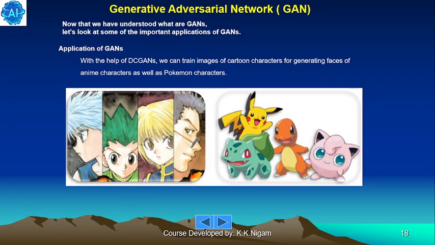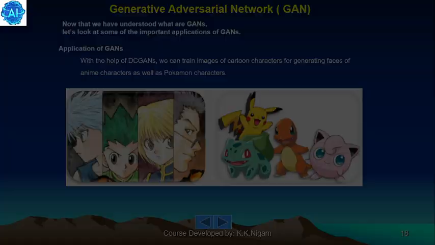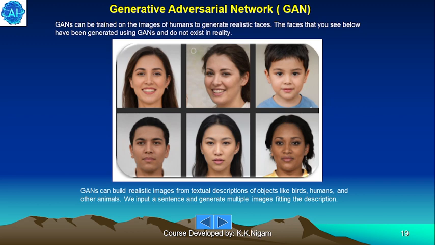Now that we have understood what are GANs, let's look at some of the important applications of GANs. Applications of GANs are: with the help of DC GANs, you can train on images of cartoon characters for generating faces of anime characters as well as Pokemon characters. GANs can be trained on the images of humans to generate realistic faces. The faces that you see below have been generated using GANs and do not exist in reality.